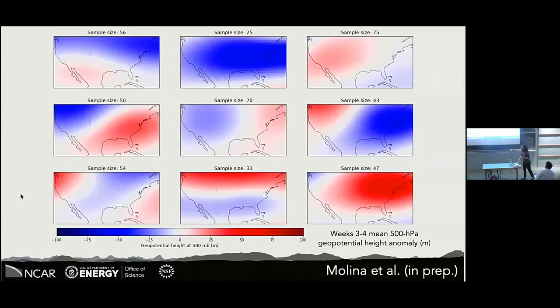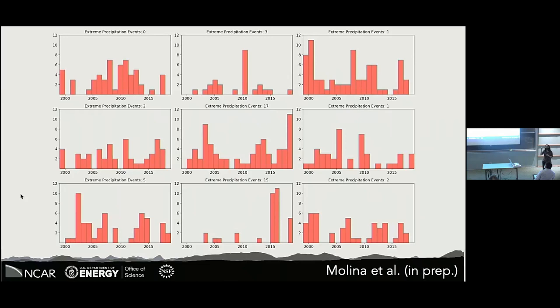I also computed extreme precipitation and counted how many times it occurred in each of those neurons or nodes, then binned them to see if there was any trend in any of these weather regimes over time. I did not see that, but I did see some clustering in space, which was interesting. So we can also see temporal clusters.